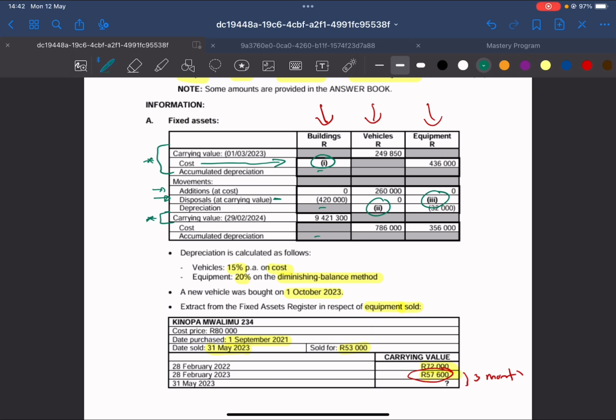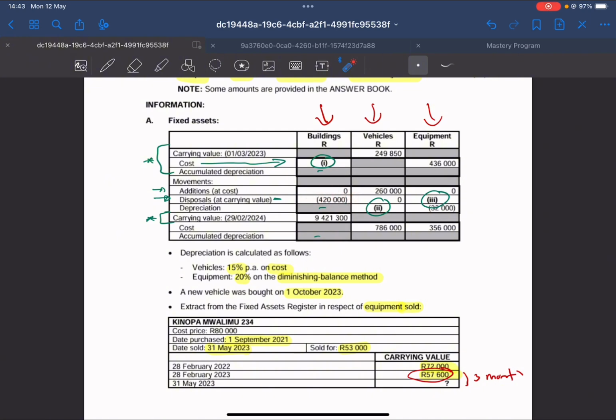So those are the only two things that can cause a difference. And they gave you the amount, but with additions it was 0, meaning that we didn't buy any additional buildings during the year, but we sold a building at carrying amount, which is 420,000, right? So this is what caused a decrease in your buildings.